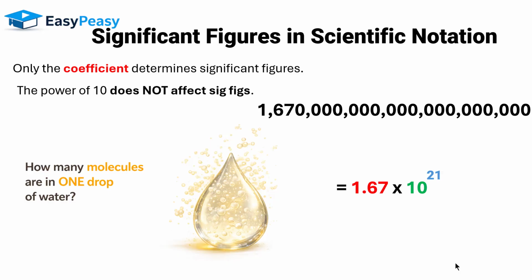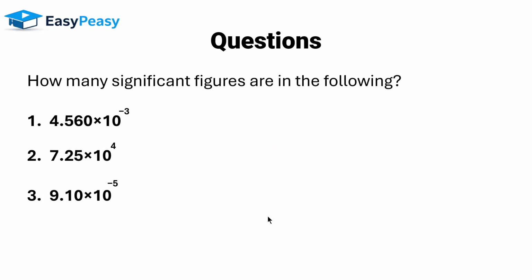Now here, the coefficient is 1.67 only. 10 is the base and 21 is the exponent. So we will ignore this value and we will only count the digits present in the coefficient. That is 167. So 1, 2, 3, there are only 3 significant figures in this scientific notation. Sounds good?